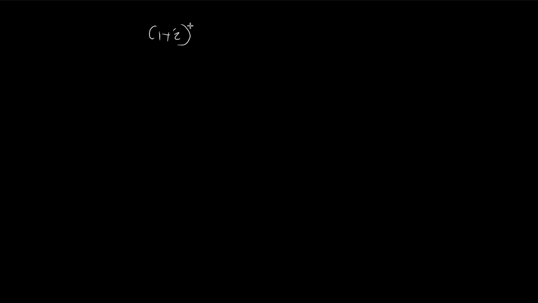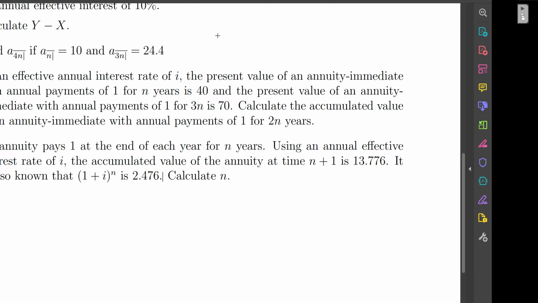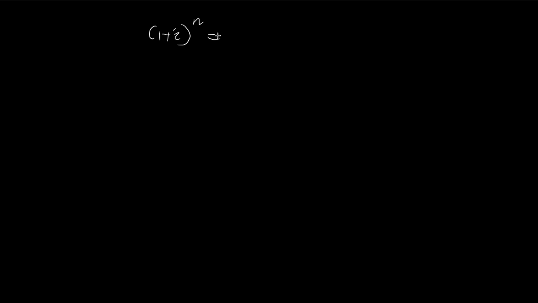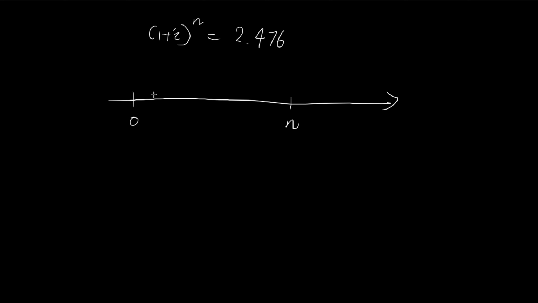So we know that (1 + i)^n is equal to 2.476. And then we're also told that if we have n payments, so this is an annuity immediate, and then we accumulate everything up to time n plus 1, that amount is equal to 13.776. So let's try to express all this in terms of symbols.